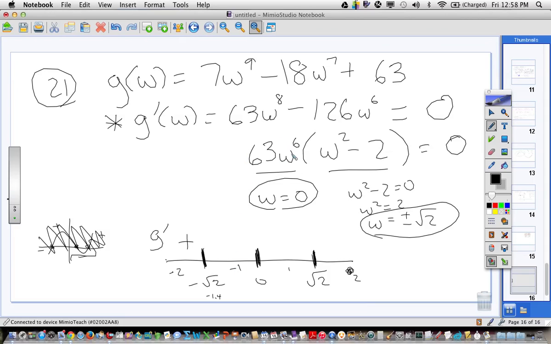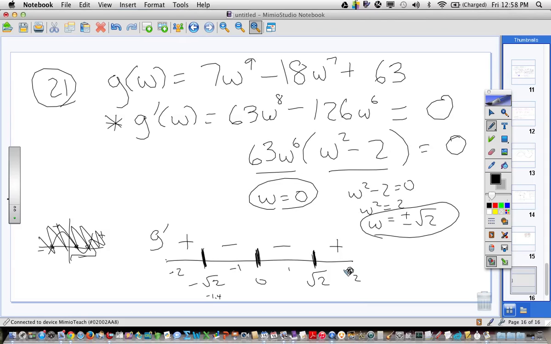Negative 1. Again, 6th power is positive. Negative 1 squared is 1. 1 take away 2. Negative. Put a 1 in. Again, negative. Put a 2 in. Positive. And there we go. So, what's happening?